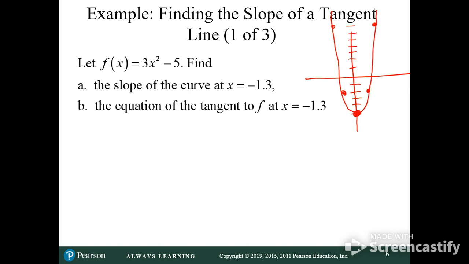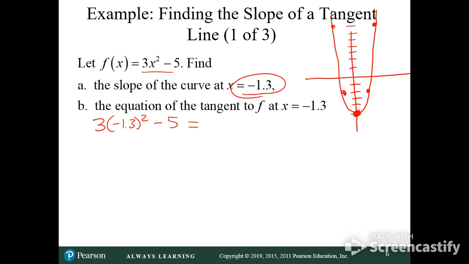Okay. Now, for some reason, we can figure out that at x equals negative 1.3, we're on the graph somewhere. Negative 1.3, because at negative 1, I'm down here. I wonder where negative 1.3 is at. So, if we take 3 times negative 1.3 squared minus 5.